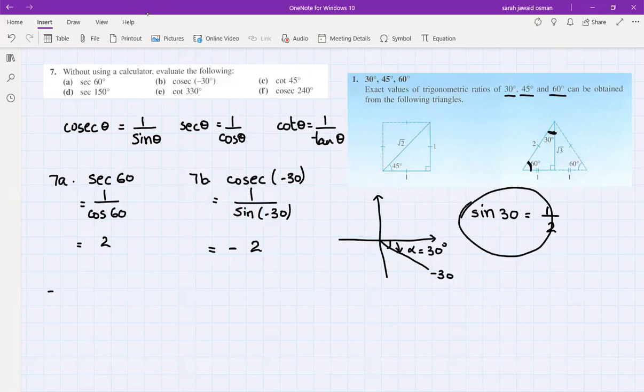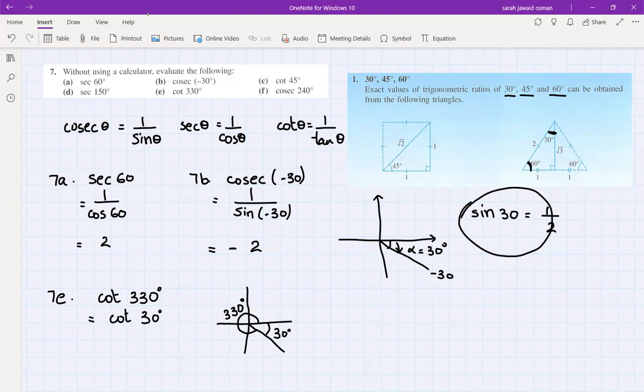Let's do another one to help you understand what happens if you are in a quadrant which is beyond 180 degrees. Let's do 7e, which is cot of 330. To find out cot 330 degrees, again, it's a good idea to understand which quadrant this angle is in. 330 happens to be in the fourth quadrant. And the basic angle with 330 is 30 degrees. So cot 330 is the same as cot of 30 degrees.